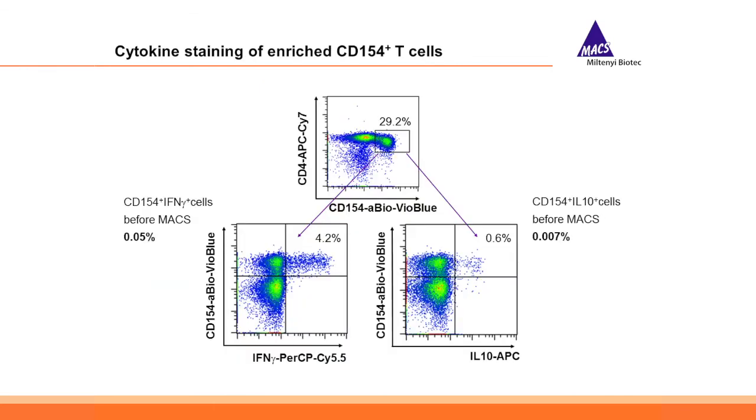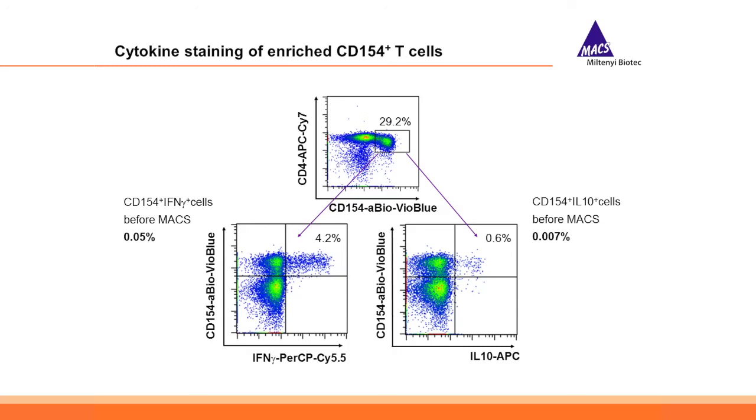And now you can do even more with these cells. You not only can detect them, but you can also analyze their cytokine expression, for example. So again, we have here CD154 versus CD4. It's a different experiment, but the same procedure, also with the Aspergillus lysate. We have here an enrichment of 29%, so 30% from almost nothing.